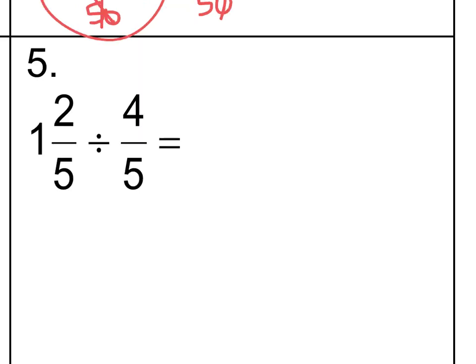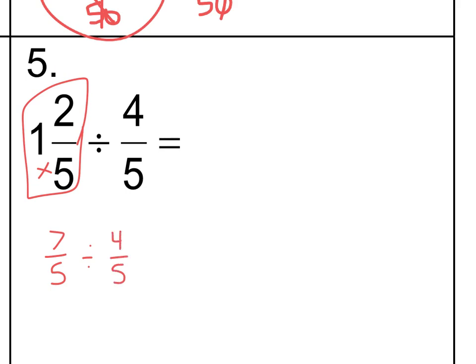So remember, when we're multiplying fractions or dividing fractions, we want to have no mixed numbers. So I'm going to change this first. How many fifths are in 1 and 2/5? It's going to be 5/5 plus 2/5, which is 7/5. So I'm doing 7/5 divided by 4/5 in reality.